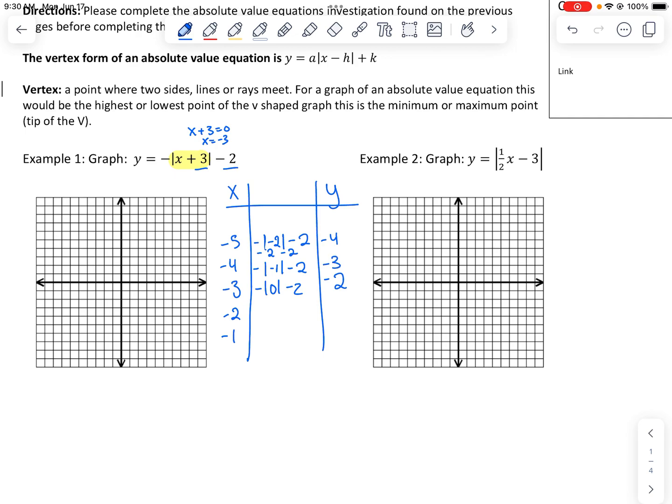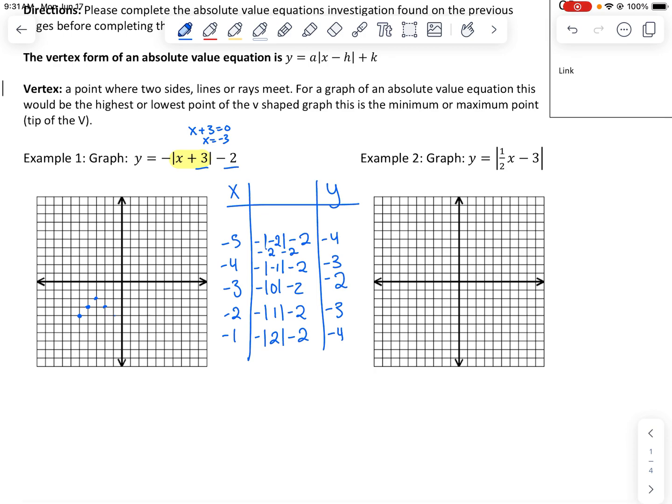And we're hoping to get these same values. This should be symmetrical down here. So let's plug in. So we have negative absolute value of -2 plus 3, that's 1 minus 2. That's -1 minus 2 is -3. And then negative absolute value of -1 plus 3, so that is the absolute value of 2 minus 2 is -4. So we're happy that this is symmetrical, and so I'll plot these points. I have (-5, -4), (-4, -3), our vertex at (-3, -2), (-2, -3), here we go.